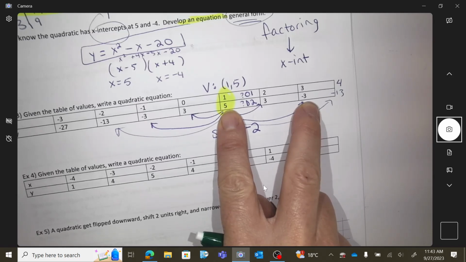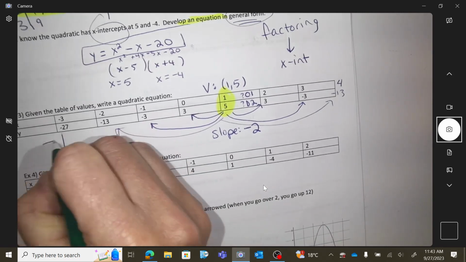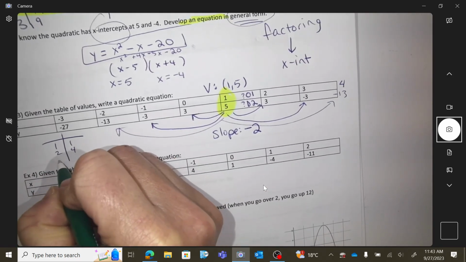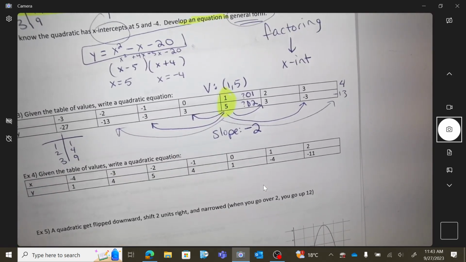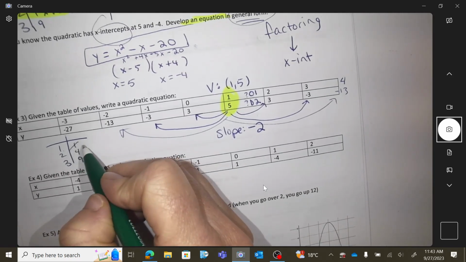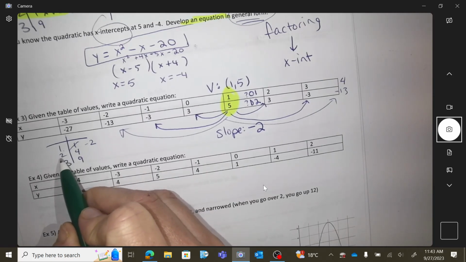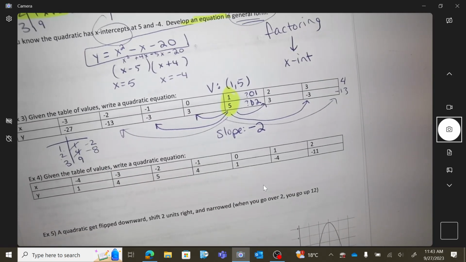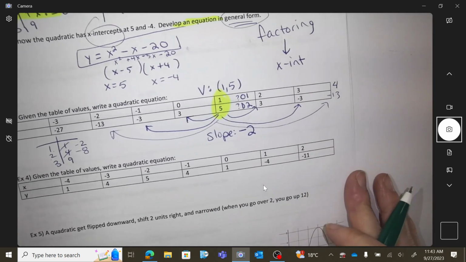Down 8. 1, 1, 2, 4, 3, 9, right? Is normal? When I went over 1, I actually went down 2. When I went over 2, I actually went down 8. So like, what is happening to the slope? Can you get me an equation?